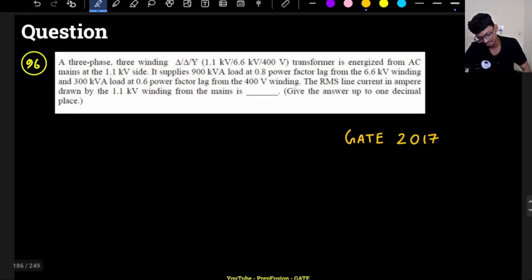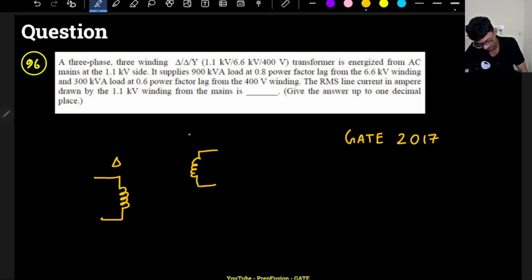Actually, it is a three-phase transformer and it has three windings. What do I mean by it? This is my primary winding, which is delta connected. This kind of question we have not discussed previously. I will have one winding that is again delta connected, and another winding that is star connected. I'm just drawing the single phase equivalent, not the whole three phase line.